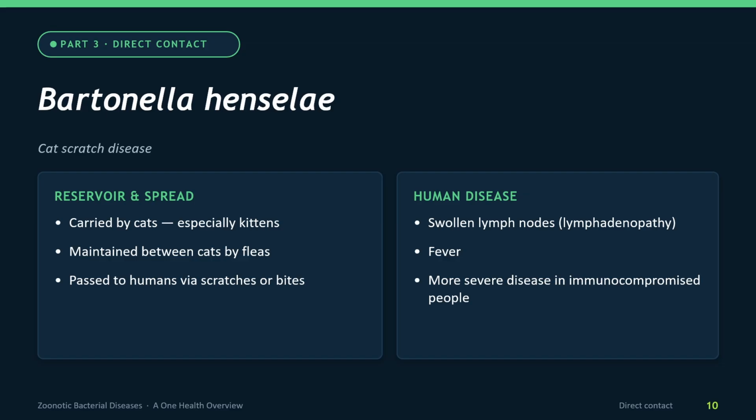Bartonella henselae is carried by cats and transmitted through scratches or bites. It causes swollen lymph nodes and fever in humans. Immunocompromised individuals can develop more severe disease.